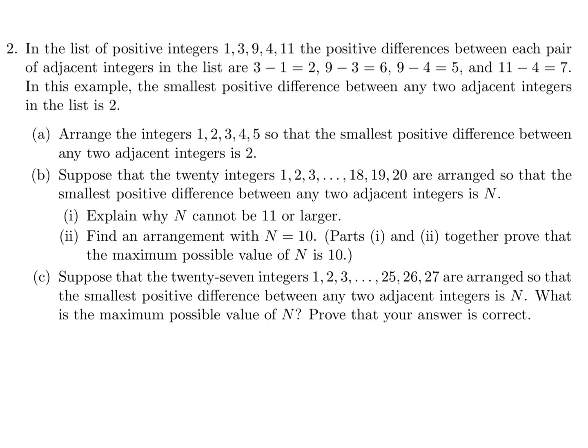In the list of positive integers 1, 3, 9, 4, and 11, the positive difference between each pair of adjacent integers in the list is 2, 6, 5, and 7. In this example, the smallest positive difference between any two adjacent integers is 2. Arrange the integers 1, 2, 3, 4, 5 so that the smallest positive difference between any two adjacent integers is 2.